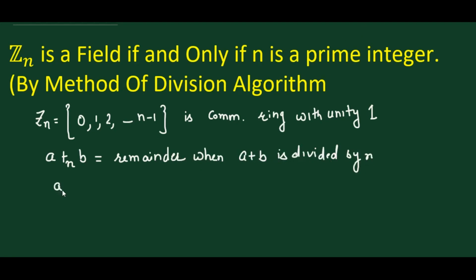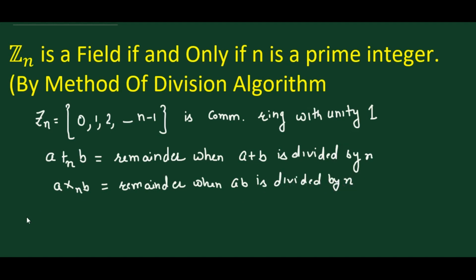Similarly, the multiplication operation is defined as the remainder when AB is divided by n, and we have seen in the last lecture that it is a commutative ring with respect to these operations, and it is a commutative ring with unity.